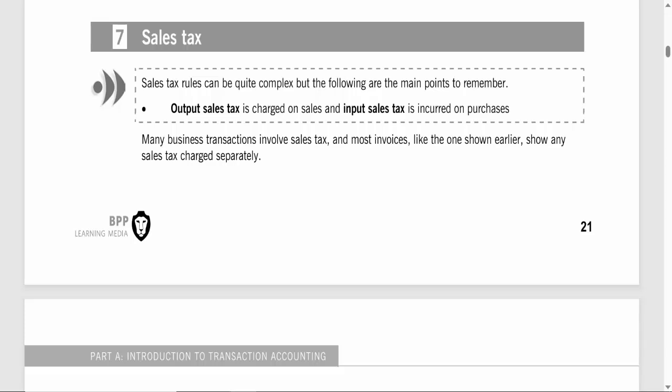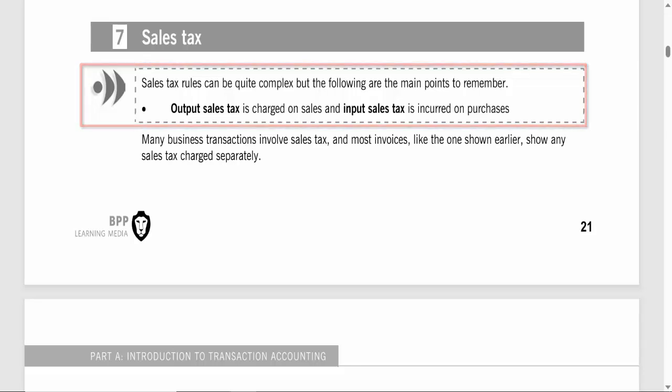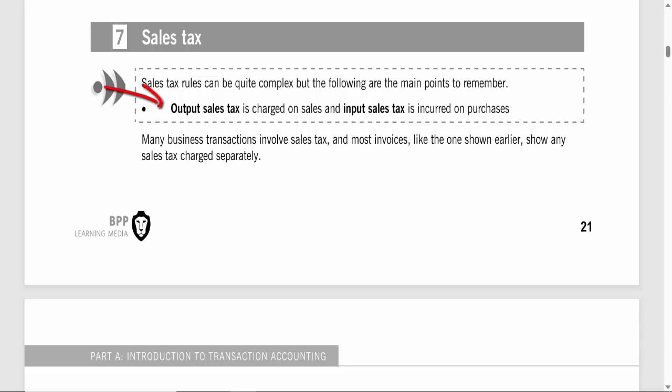In business, there are two primary aspects to understand about sales tax: output sales tax and input sales tax. Output sales tax. Output sales tax is the tax a business charges its customers on the sale of goods or services. Essentially, whenever a business sells a product or provides a service, it includes an extra percentage as sales tax on top of the sale price. This additional charge is known as output sales tax.